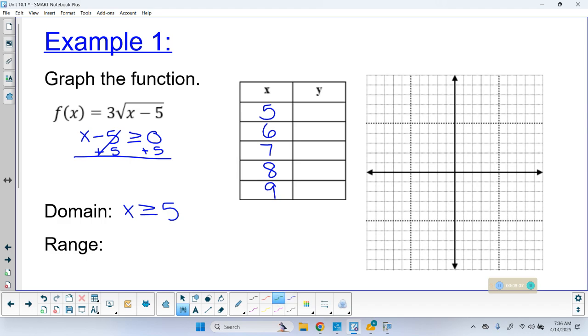Then once we do that, we're going to plug it straight into our calculators. If you plug 5 into x, you're going to have 3 times the square root of 5 minus 5. Now what you can do is plug this directly into your calculators.